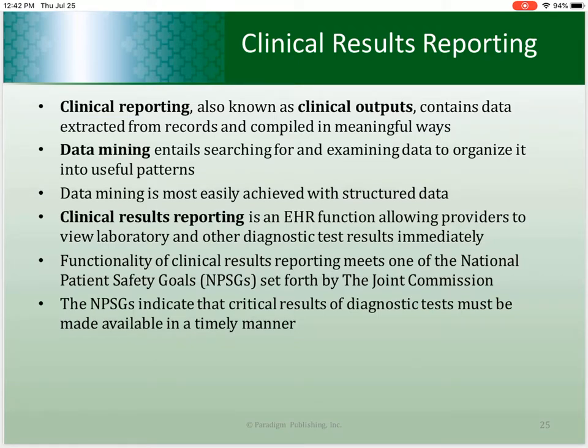Clinical results reporting is an EHR system function that allows healthcare providers to view laboratory and diagnostic test results immediately, provided there is an interface between the clinical results system and the EHR. This feature satisfies one of the National Patient Safety Goals of the Joint Commission. Hospitals accredited by the Joint Commission are required to comply with the National Patient Safety Goals, which were established to help hospitals address specific areas of concern in regard to patient safety.